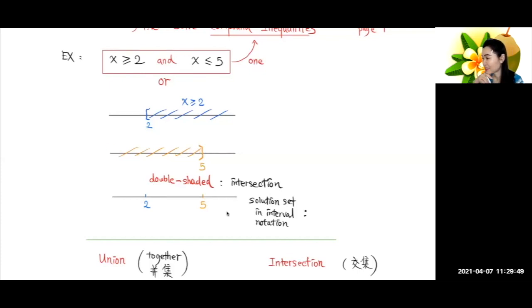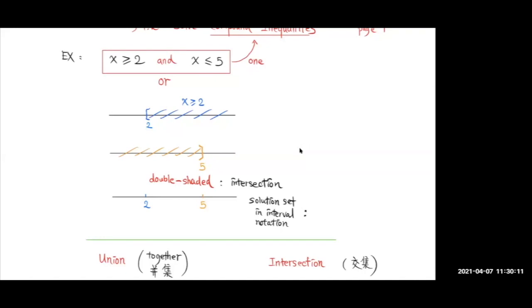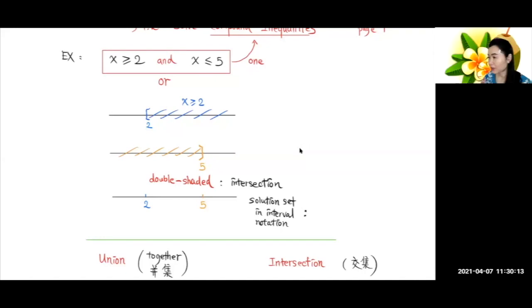Can someone tell me? You guys are muted. You can unmute yourself by pressing the space bar. Are you guys there? 2 and 5? Between 2 and 5.